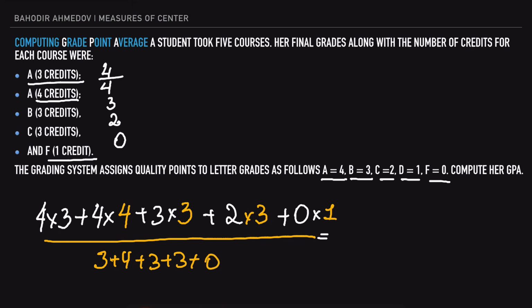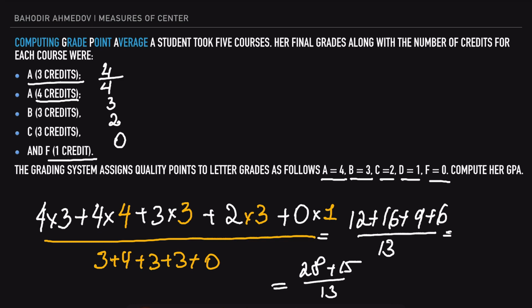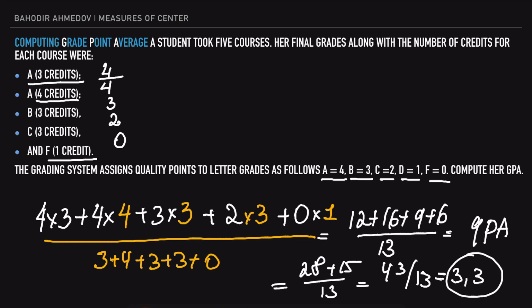So let's calculate this now. It is going to be equal to 12 plus 16 plus 9 plus 6 plus 0, and everything divided by 9 plus 4, which is 13. If I calculate this, it is equal to 28 plus 15 divided by 13, which is 43 divided by 13. And if you divide 43 by 13, we obtain 3.3. This is her GPA. This is how the GPA is calculated in colleges and universities.